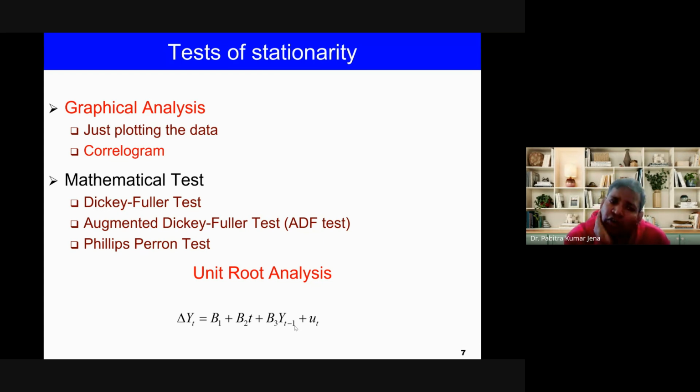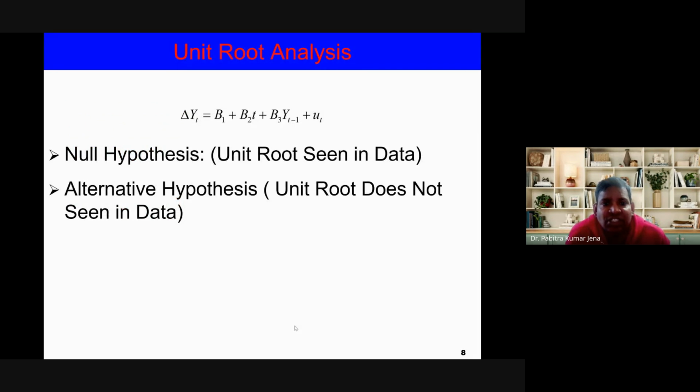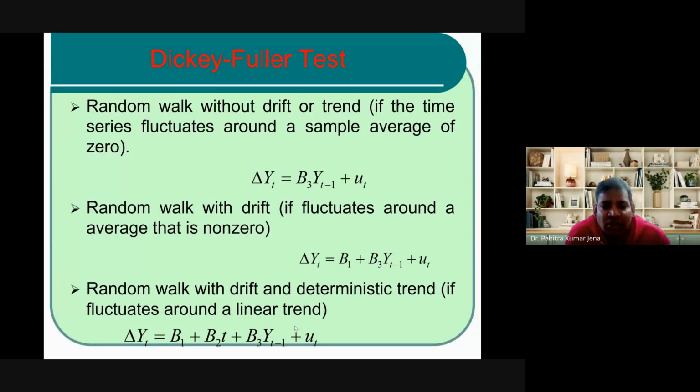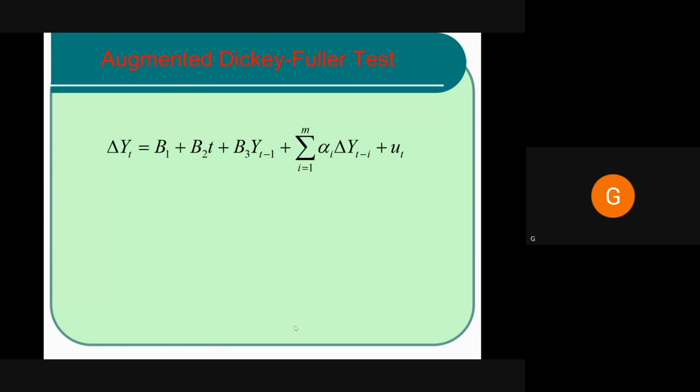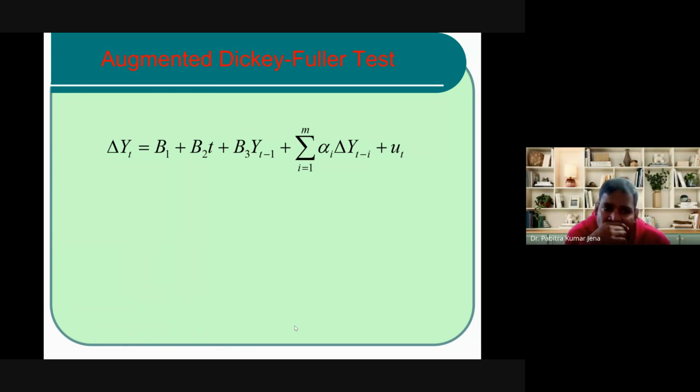So in order to remove that autocorrelation, you take the augmented Dickey-Fuller test. In the augmented Dickey-Fuller test, we actually remove the autocorrelation by taking the lag of that. You can see this equation.